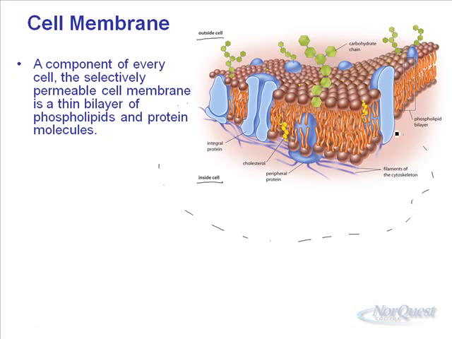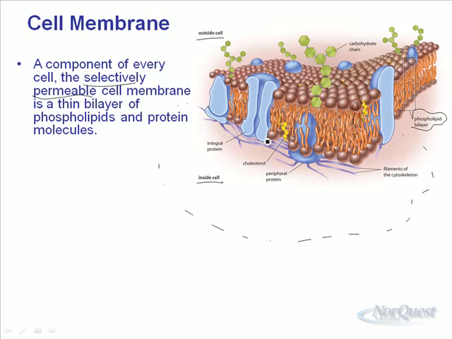Every cell has one. It is selectively permeable. In other words, some substances can travel through it, others cannot. And it's a thin bilayer of phospholipids and protein molecules. I won't get into the definition of those things right away. But if you take a look, the phospholipid bilayer are these kind of spheres with little tails on them.